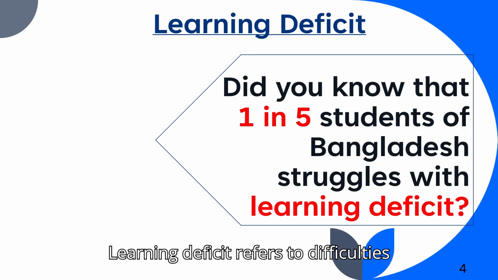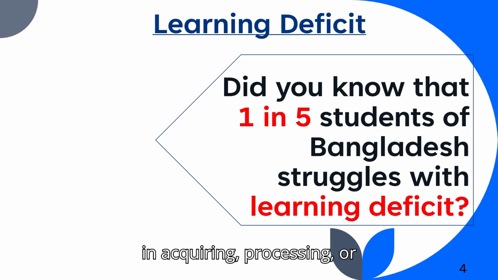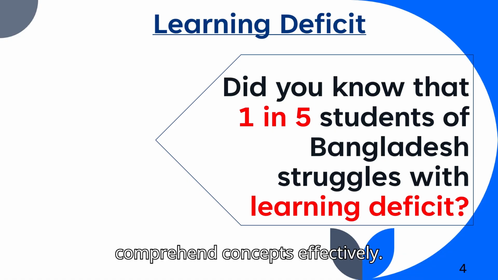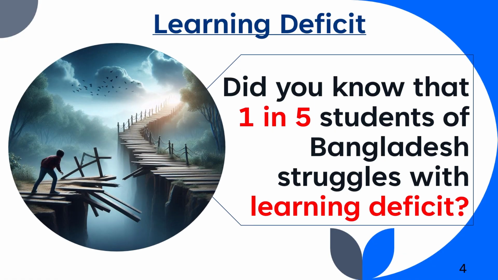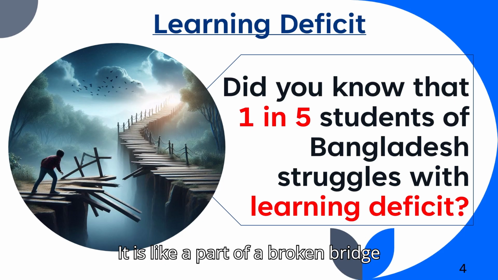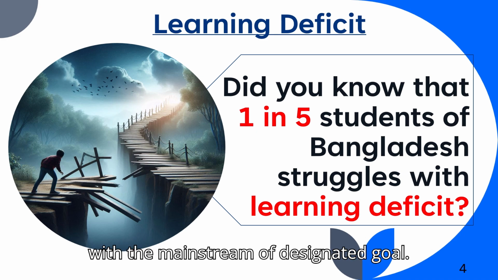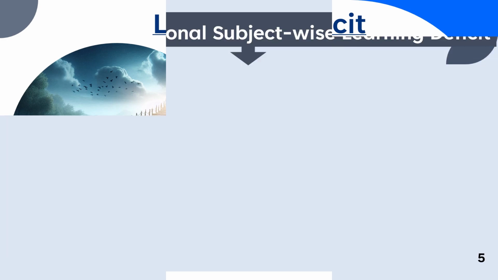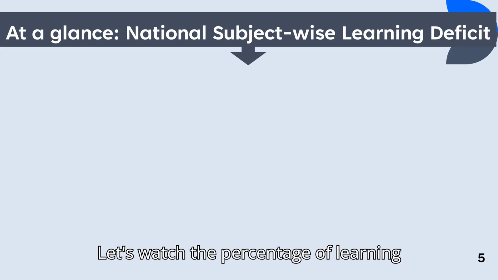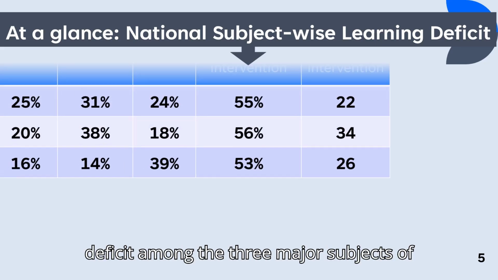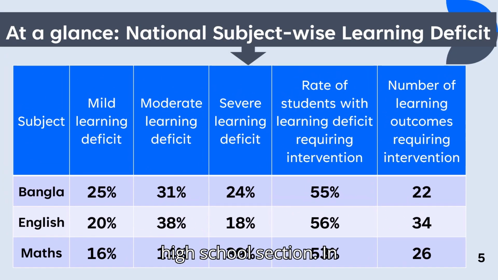Learning deficit refers to difficulties in acquiring, processing, or retaining information, which can affect a student's ability to read, write, solve math problems, or comprehend concepts effectively. It is like a part of a broken bridge, because of which a student can't merge with the mainstream of designated goals. Let's look at the percentage of learning deficit among the three major subjects of the high school section.